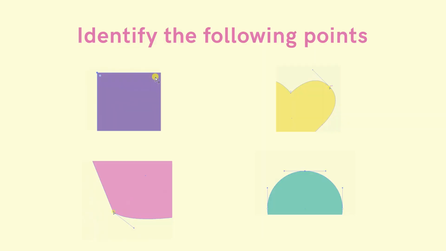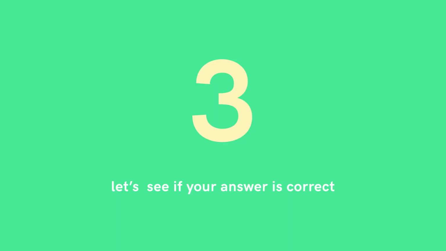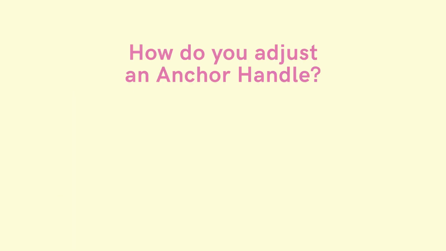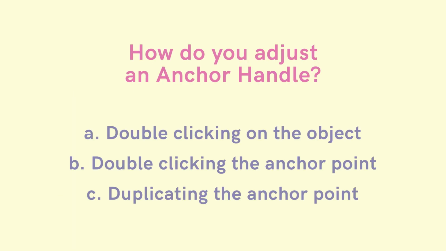Number 6. Identify the following points. Number 7. How do you adjust an anchor handle? A. Double-clicking on the object. B. Double-clicking on the anchor point. And C. Duplicating the anchor point.